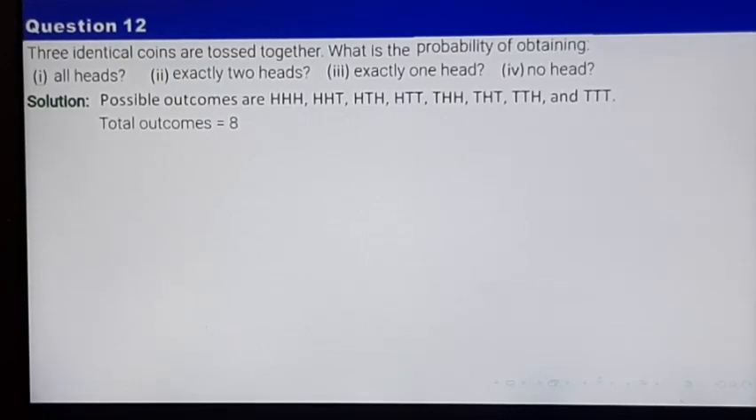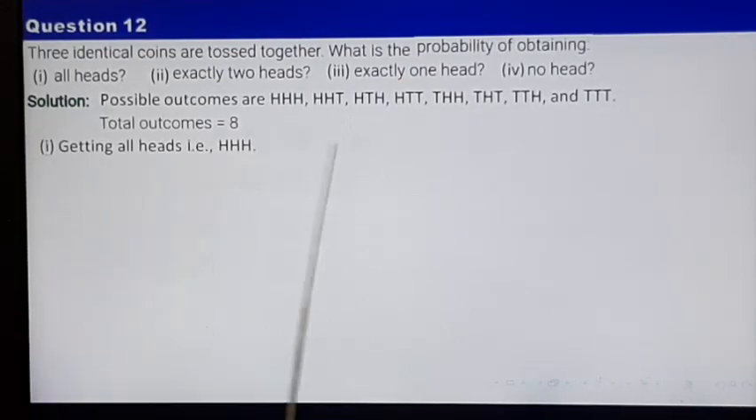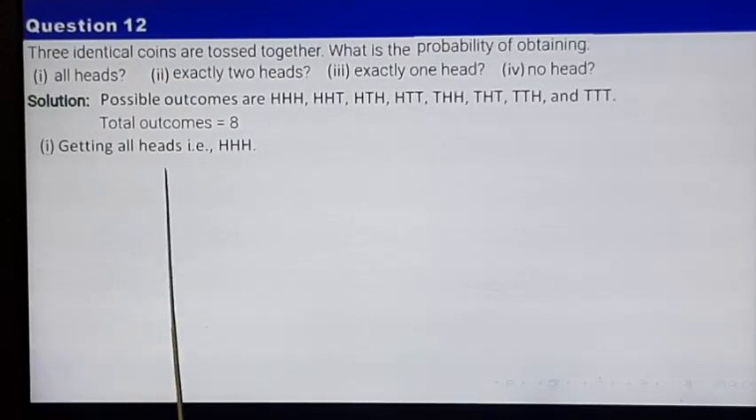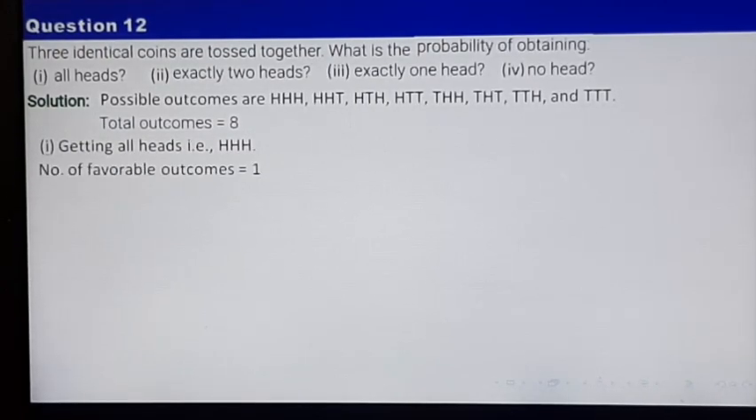Okay, so let us take one case at a time. Number 1 is getting all heads. Out of these we get heads in all cases only here. That means getting all heads means getting HHH. So what is the number of favorable outcomes? Obviously the number of favorable outcomes is 1 because we get all heads only once, right? So the number of favorable outcomes will be 1 here.